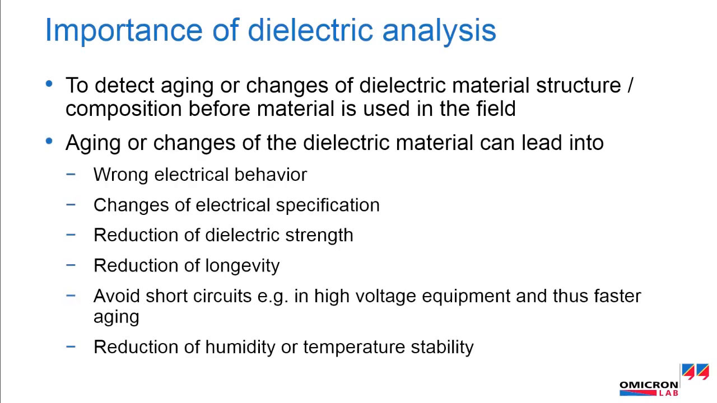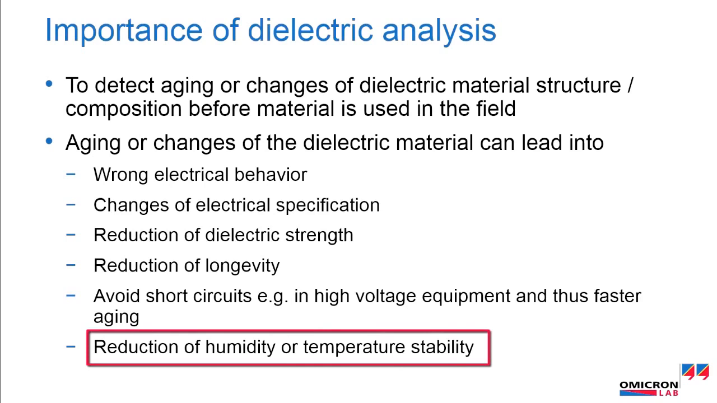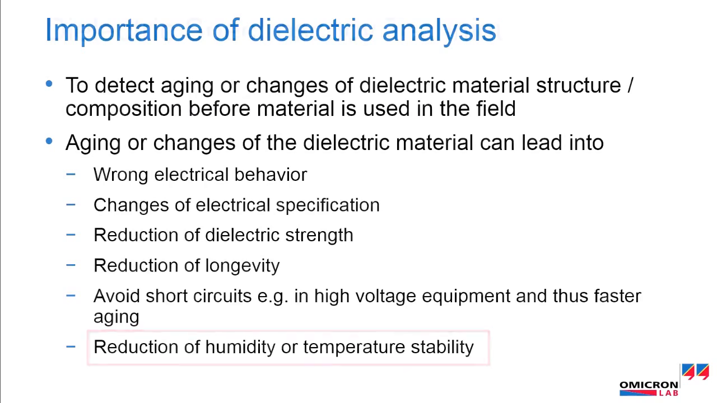Aging or changes of the dielectric material can lead to wrong electrical behavior, changes of electrical specification, reduction of dielectric strength, reduction of longevity, short circuits, for example in high voltage equipment, and thus faster aging, and reduction of humidity or temperature stability.